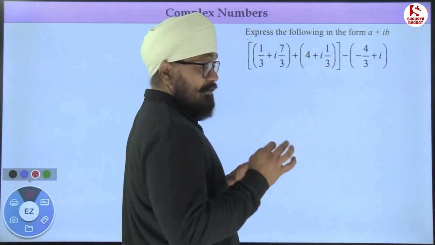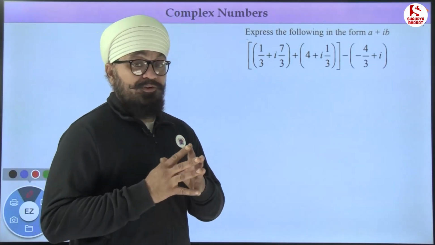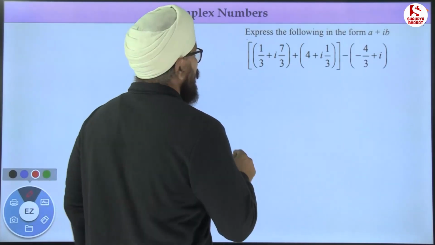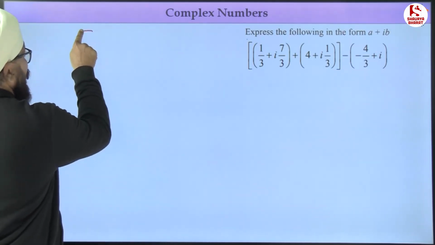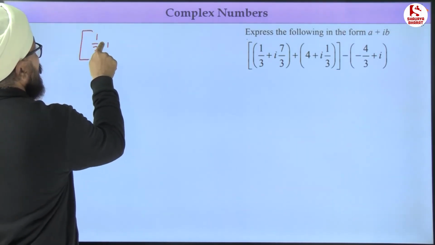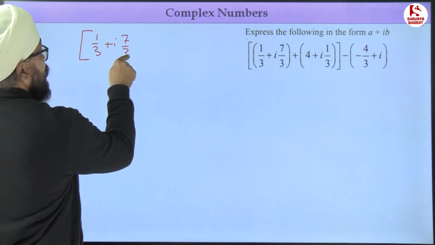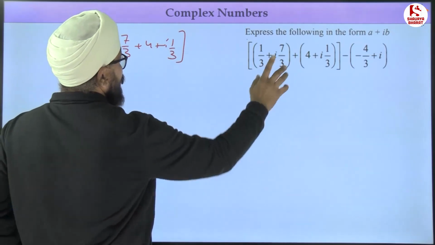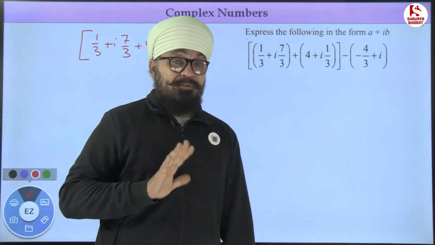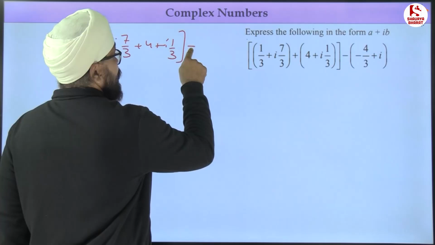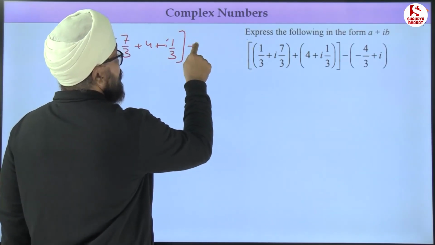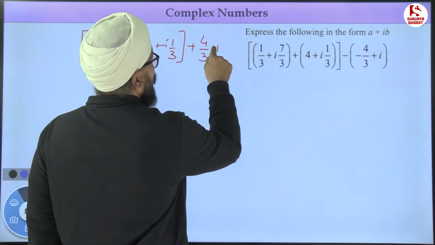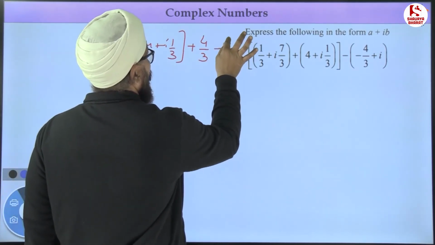For arithmetic we used to obey BODMAS, and that basic operation order is applicable here. First, we will take care of the brackets. So, let me take the bracket first. Here we are having 1 upon 3 plus iota 7 upon 3 plus 4 plus iota 1 upon 3. Since outside the bracket we are having plus, it is not going to create any problem to any of the terms. Later on, that minus is there, which will change the signs in between. That is, it becomes plus 4 upon 3 and this becomes minus iota.